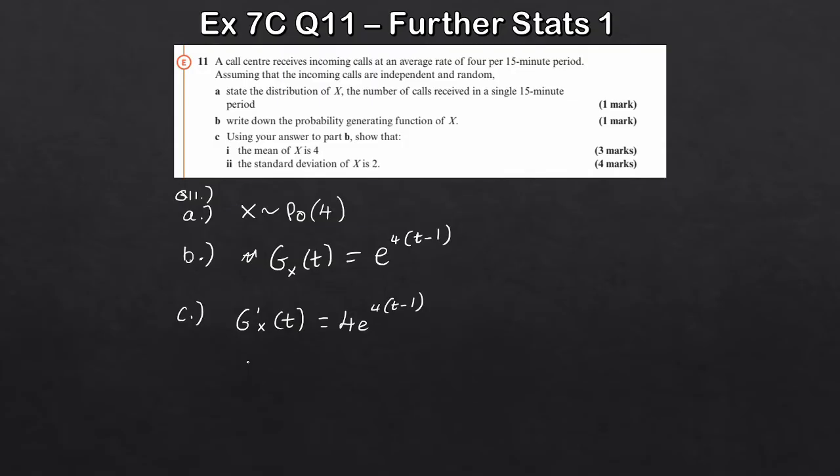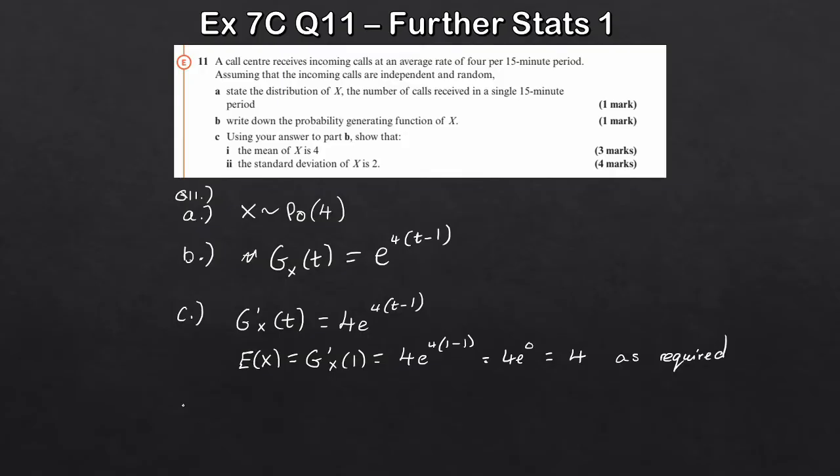But we define the expectation, so the mean of x, E of x, as being the derivative at 1. If I sub 1 into this function, what will I get? That'll be 4e to the power of 4 times (1 minus 1), so 4e to the 4 times 0, which is 0, and e to the 0 is 1, so that's 4 times 1, just giving me 4. And that is all we've got to do for that. This is quite a generous question, and if you got this on your exam, I'd be very happy. So simply 4 as required.